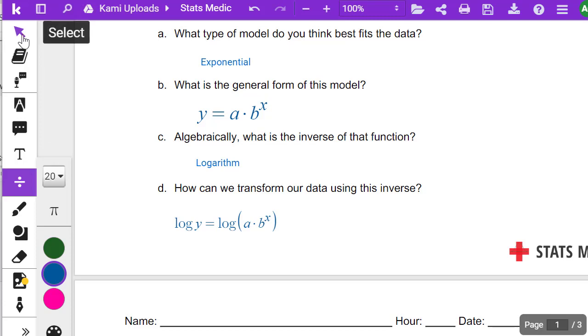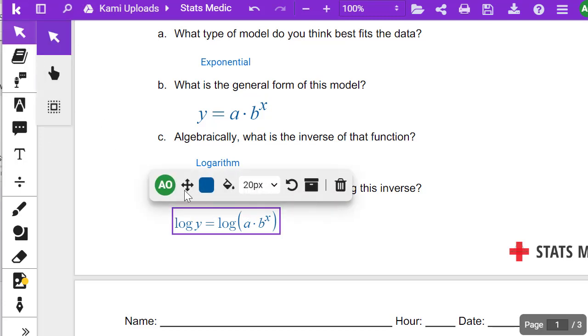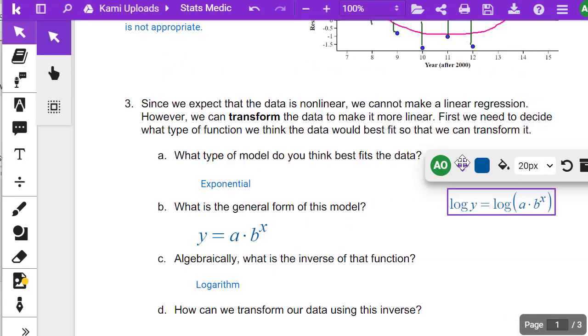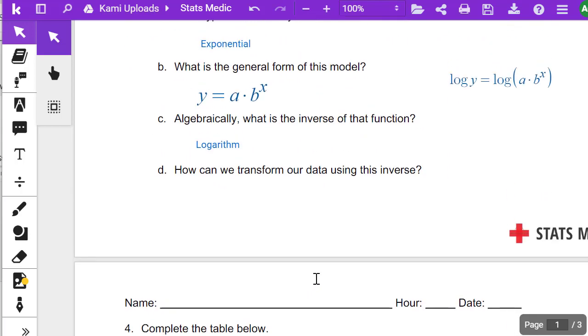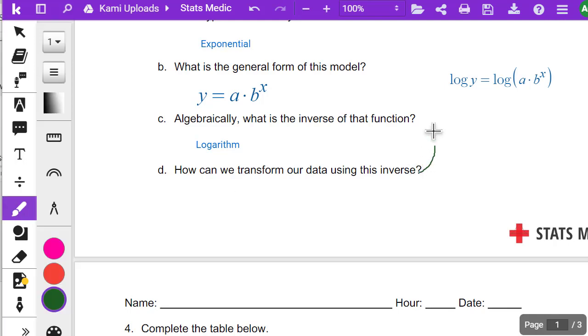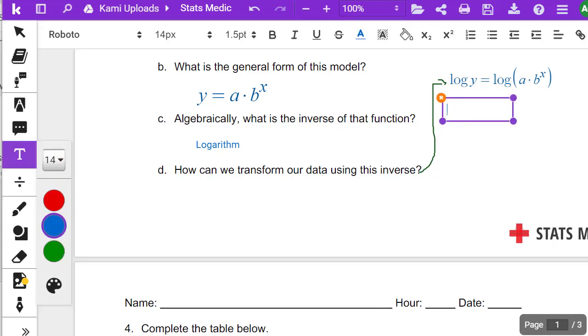And then what we're going to do, I might actually do this on the side because we got more room on the side. So I'm going to just write it here. So we're going to go from here to here. Okay. So we got log of y equals log of a times b to the x. So we're going to take log of both sides. So what happens after I take log of both sides? Well, I'm going to have log of y.